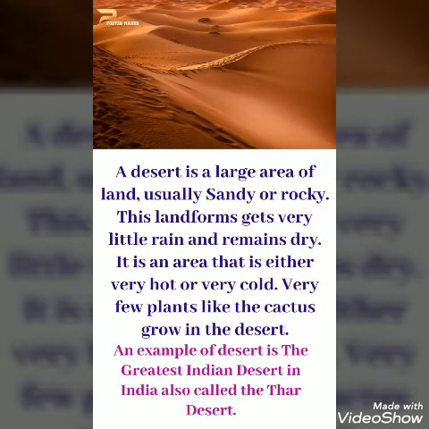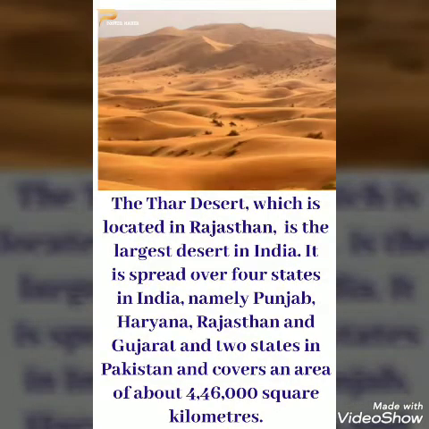An example of a desert is the Great Indian Desert in India, also called the Thar Desert. The Thar Desert, which is located in Rajasthan, is the largest desert in India. It is spread over 4 states in India, namely Punjab, Haryana, Rajasthan, and Gujarat, and 2 states in Pakistan, and covers an area of about 446,000 square kilometers.